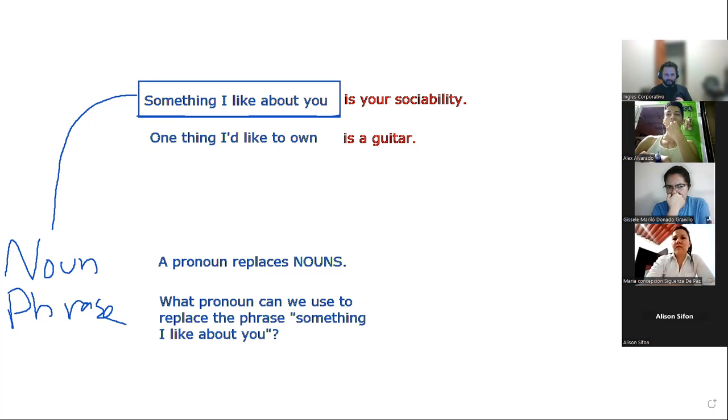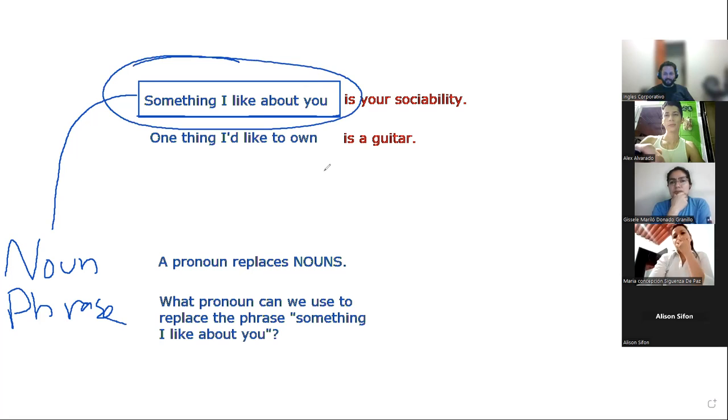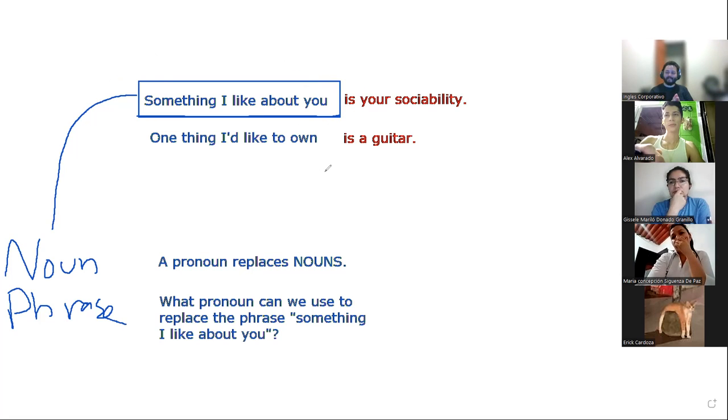Chayanne se reemplaza con "he." María se reemplazaría con "she." Can be "they" or "we." So we can say "we is your responsibility"? No. Lo que quiero saber es con qué se puede reemplazar "something I like about you." Todo esto es un sustantivo. Funciona como un sustantivo. Maybe "your." Your is not a personal pronoun, okay? Your is a possessive adjective.